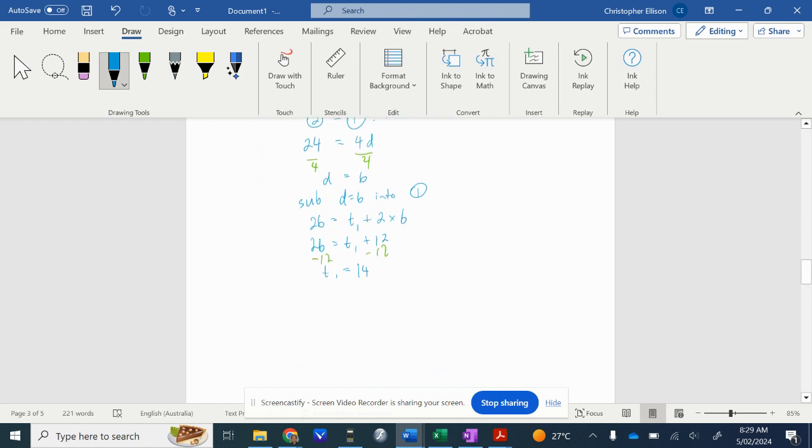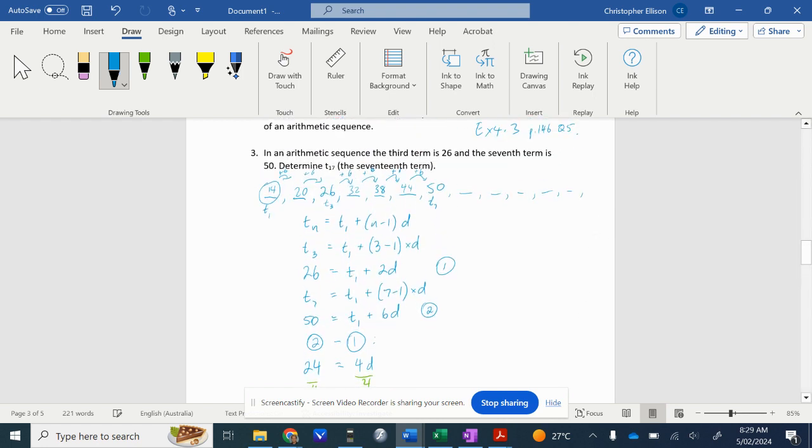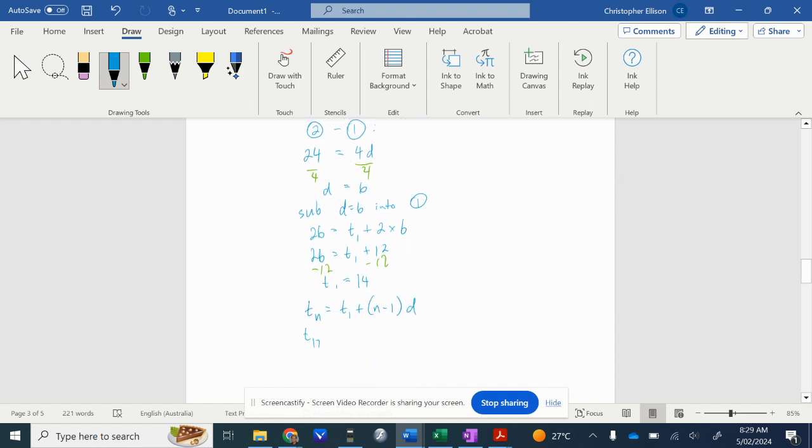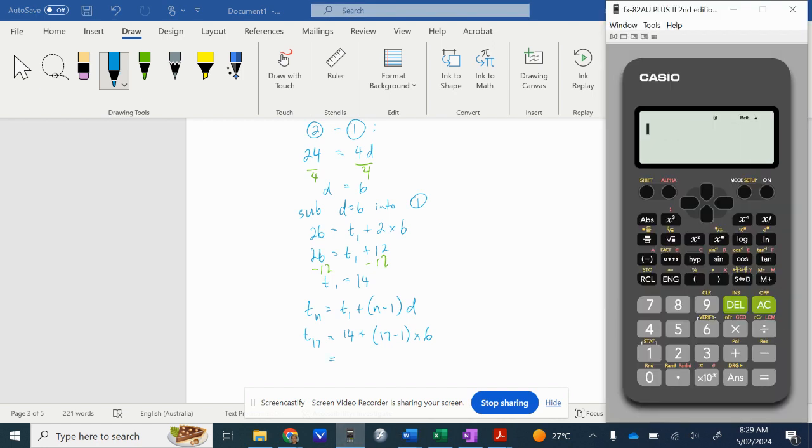And so now that we've got d and T1, let's use our formula to work it all out. So we're after the 17th term is what the question's asked us for. What's the 17th term? It's going to be T1, which is 14, plus 17 minus 1 multiplied by d, which we worked out to be 6. Then it's just a simple matter of getting your calculator out, punching it all in, 110.